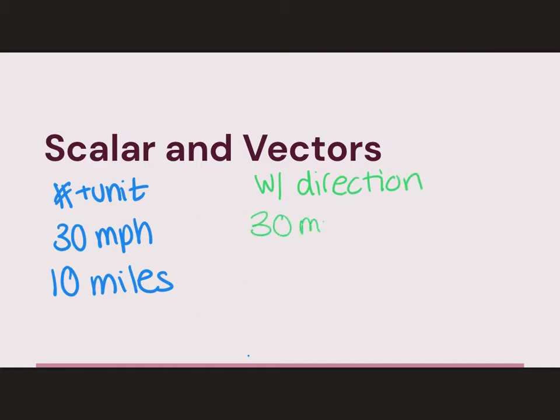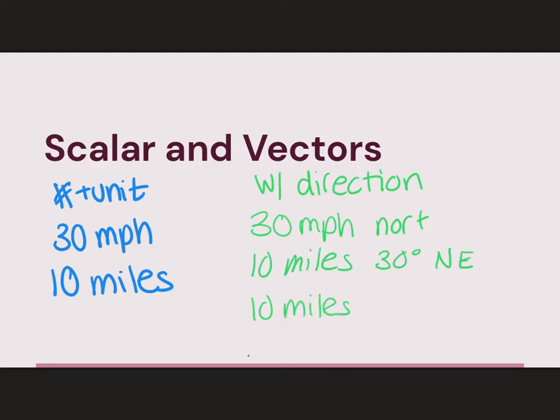So let's say I have 30 miles per hour. So I still have a number plus a unit. Now I have a direction. So I could say north, or I could say 10 miles, 30 degrees northeast, or I could say 10 miles and I could put an up arrow. All of these are examples of vectors. I just want to reiterate that vectors are most of what we use in physics. So as we go through this vocab today and in the future, I'll be talking about whether something is a vector or something is a scalar.